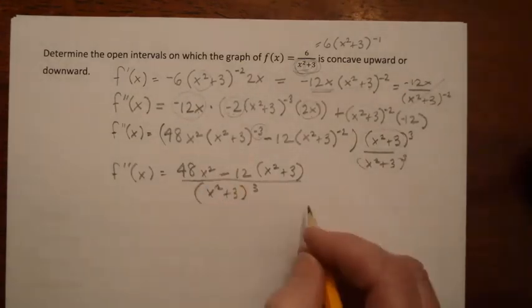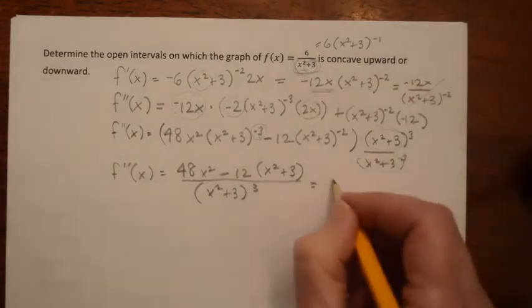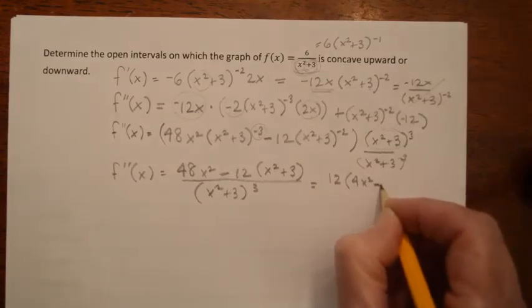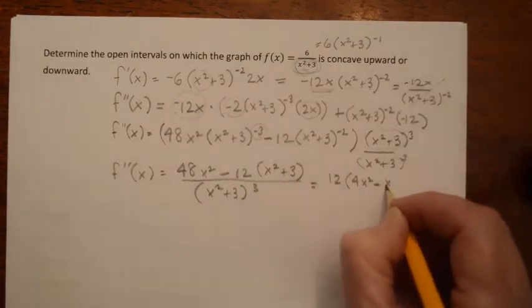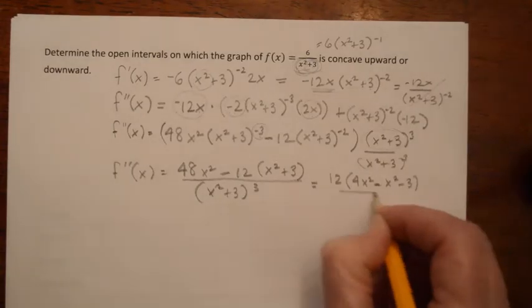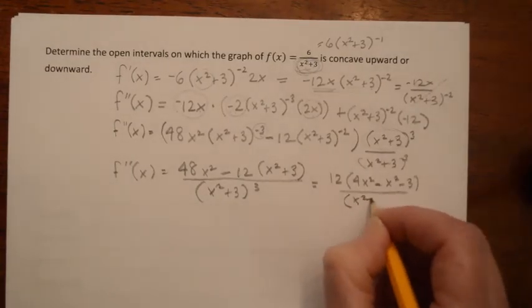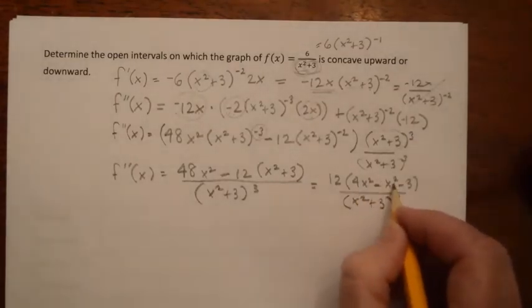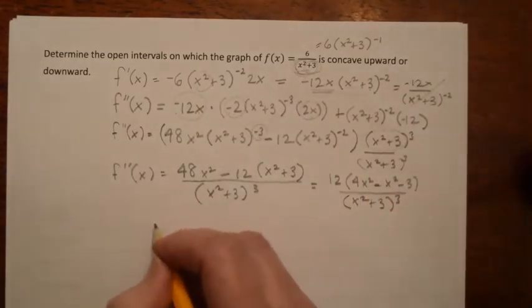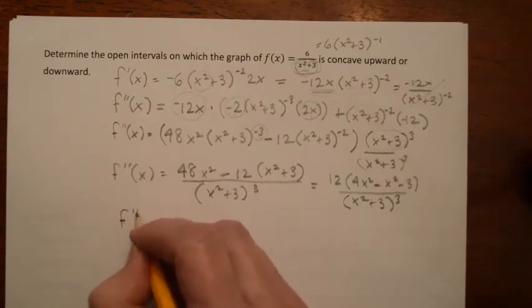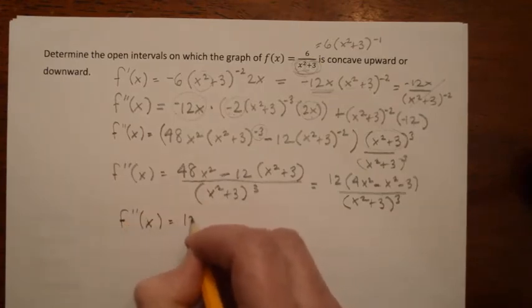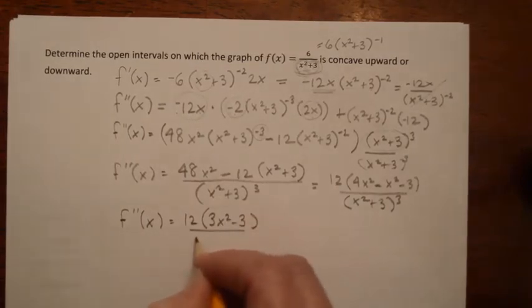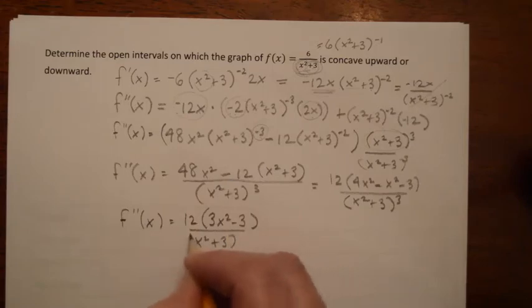I'm going to factor out a 12 here. So with that 12, I'm going to be left with 4x squared minus, I'm going to distribute the negative through here, so it's minus x squared minus 3 all over x squared plus 3 to the third. And let me cancel that, so I end up with 3x squared minus 3 over x squared plus 3 to the third.